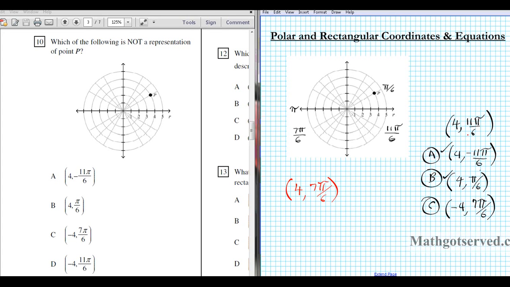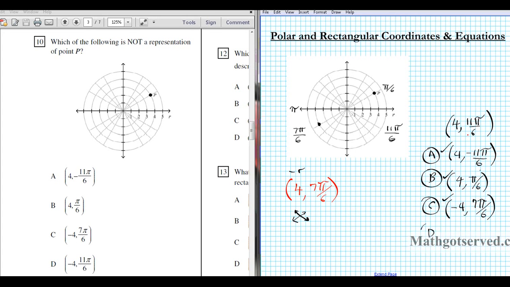All right, so 4 and 7 pi over 6, we can clearly see that 7 pi over 6 is right here, so this is 4, and if you go around to 7 pi over 6, it's going to take you right here. Now, since r is negative, what does that mean? If r is negative, that means you reflect along the radius, a radial reflection. So since 4 is negative, we're going to reflect along this line, and guess what? It takes us right to P. So that means that negative 4 and 7 pi over 6 is also good.